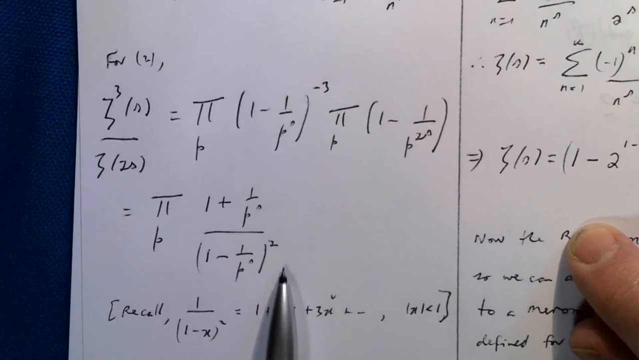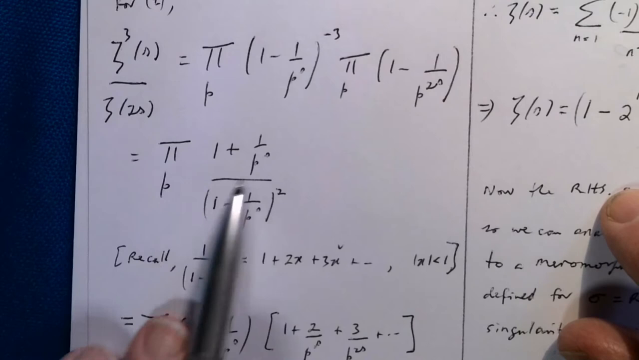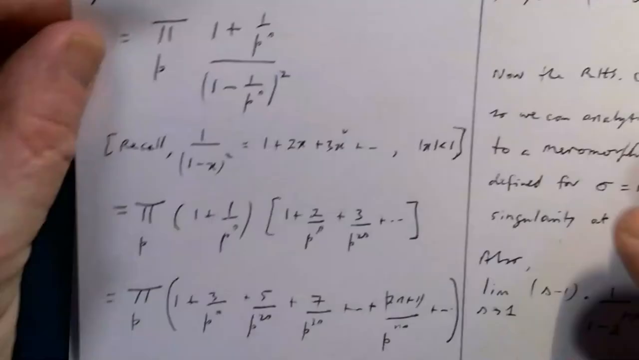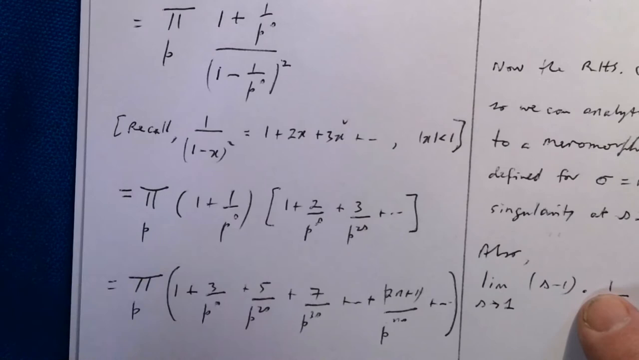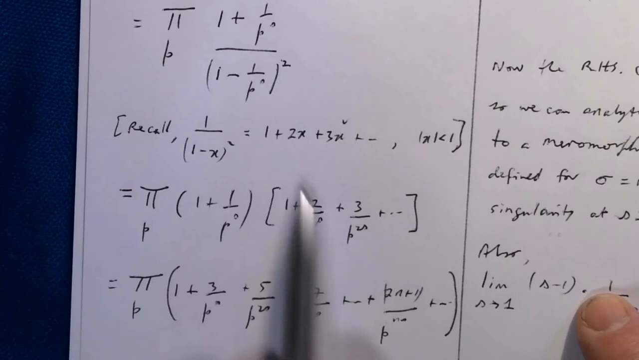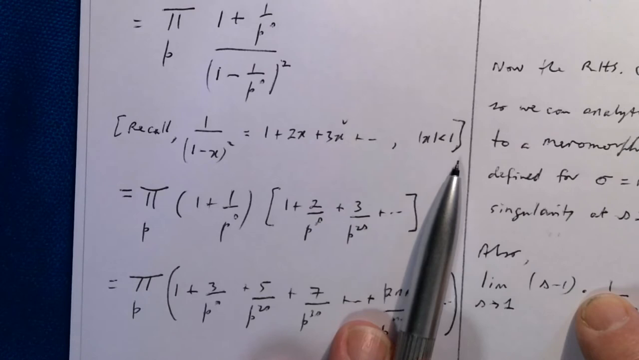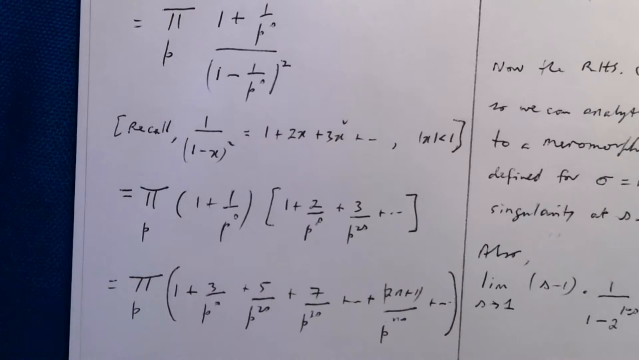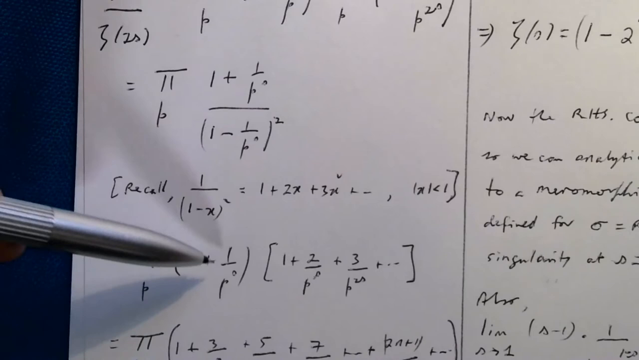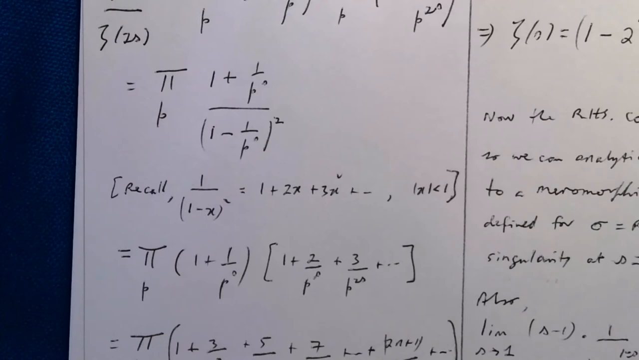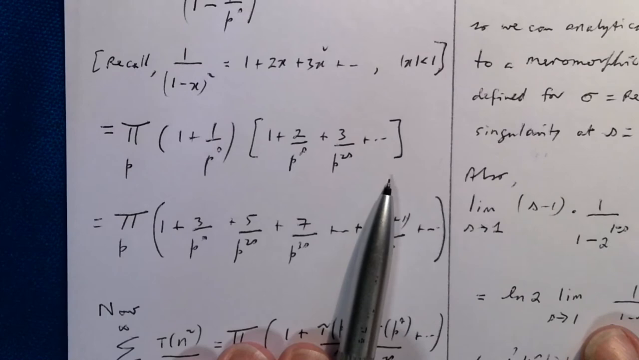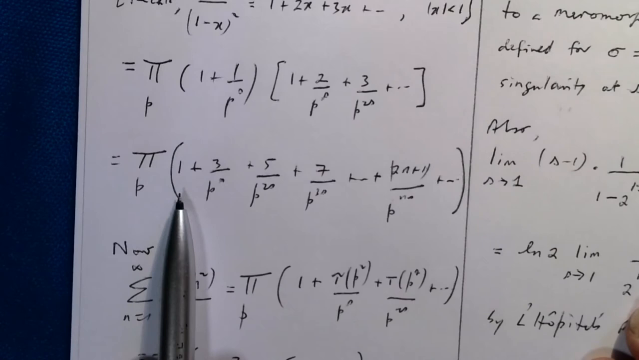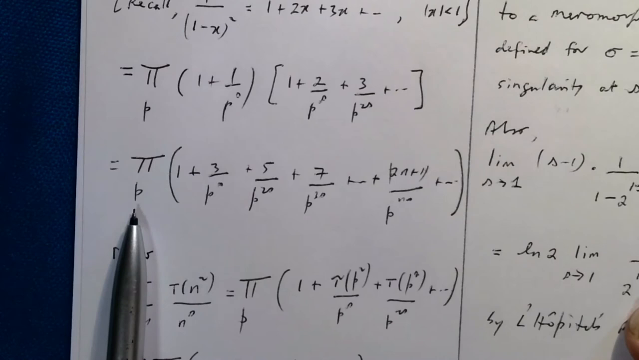Now, what I want to do is expand out this denominator as an infinite series, so I recall the Taylor series about 0 of 1 on 1 minus x squared, which is easy to derive. You get 1 plus 2x plus 3x squared and so on, and that converges for absolute value of x less than 1. So I replace the x with 1 over p to the s up here, and I get the product 1 plus 1 over p to the s, and I can expand 1 over 1 minus p to the s all squared using that series, and I get that. Now you just take out the brackets, take a deep breath and expand, and get like terms together, and it's not hard to see you end up with this sum here. So we get a product over the primes of 1 plus 3 on p to the s, 1 on 5 p to the s, and so on. So we're getting the odd numbers on the top.